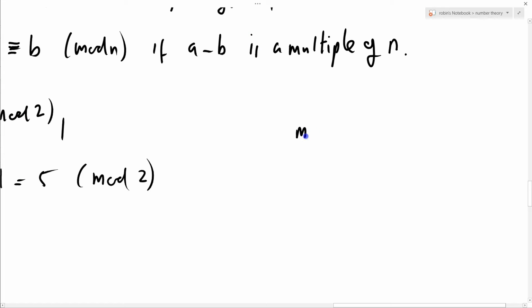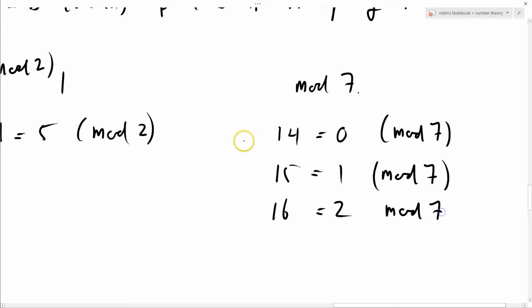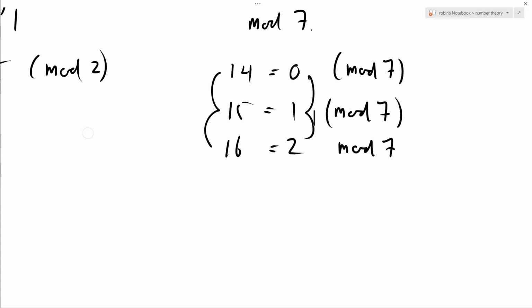So let's have a look at modulo 7. So 14 equals 0 modulo 7. 15 equals 1 modulo 7. 16 equals 2 modulo 7. See, I'm just adding 1 to each side here. And I can play games like this. What's 100? 100 equals 2 modulo 7.